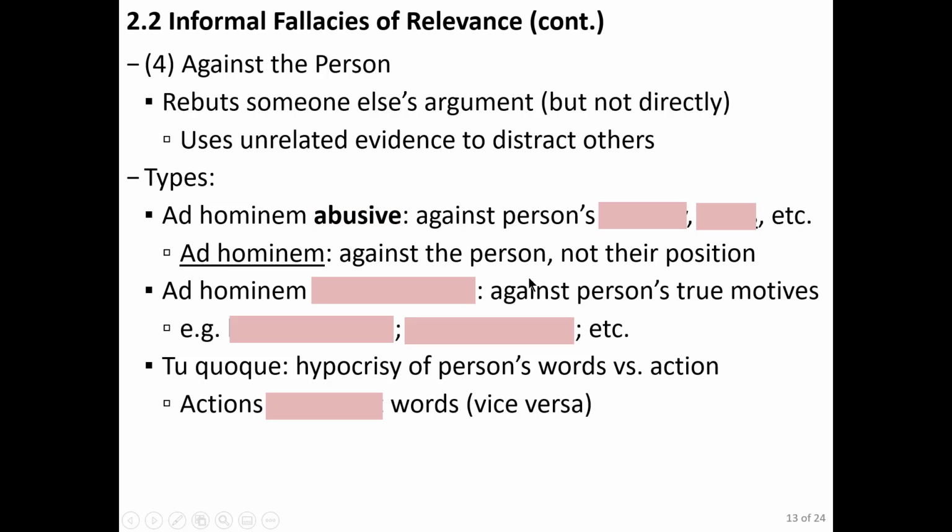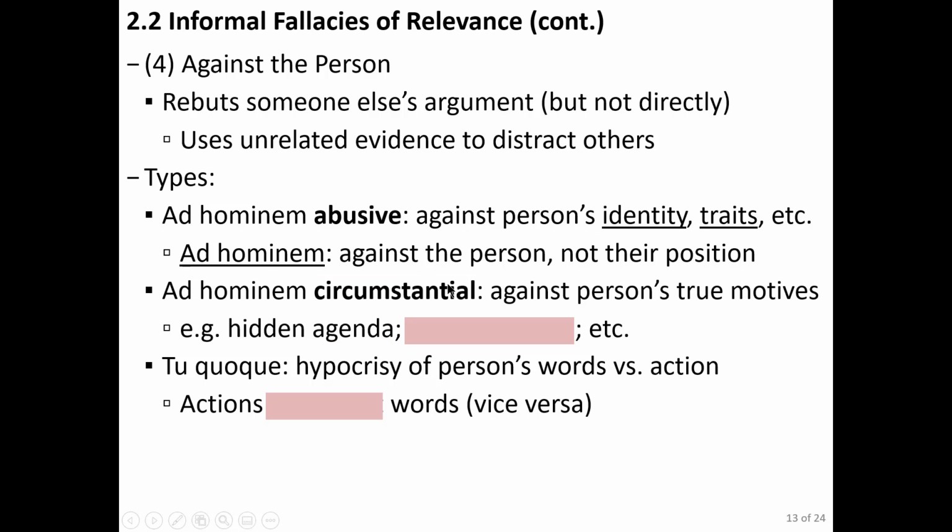Ad hominem abusive means that the arguer is going to go against a person's identity, their background, their traits, right? Are they an illegal citizen? Do they have a legitimate birth certificate? Whatever. By the way, the word ad hominem, it's Latin, it means against the person, not their position. So this is simply an attack on a person's character when we're talking about abusive.